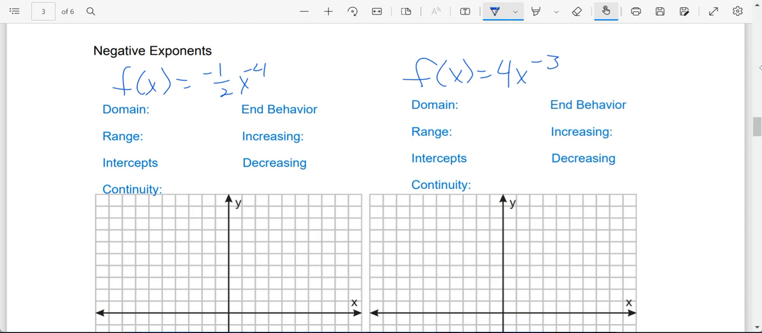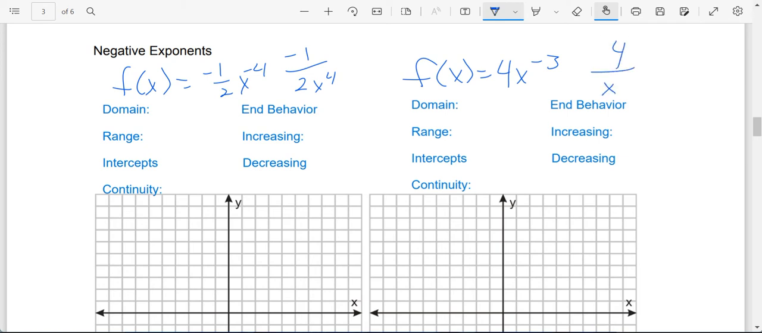All right, now time for negative exponents. So we've got f of x equals negative 1/2 times x to the negative 4th. Keep in mind, another way to write negative exponents is you put them in the denominator and make them positive. Isn't that fancy, huh?